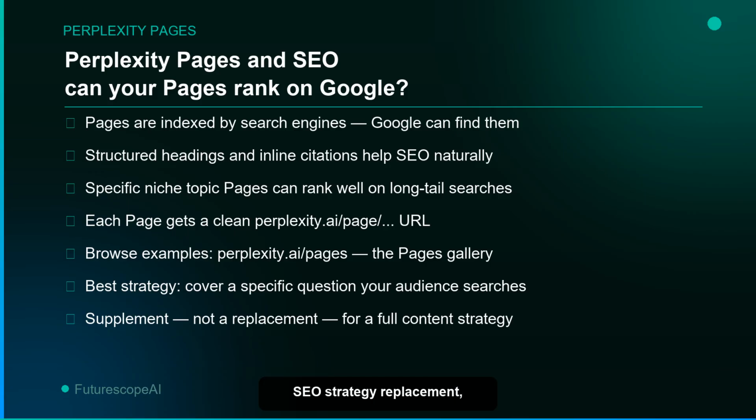I would not position it as a full SEO strategy replacement, but as a fast and effective way to create indexable, sourced content on specific topics your audience is already searching for. Browse the Pages gallery at perplexity.ai/pages to see what topics other creators are covering and how they structure them.